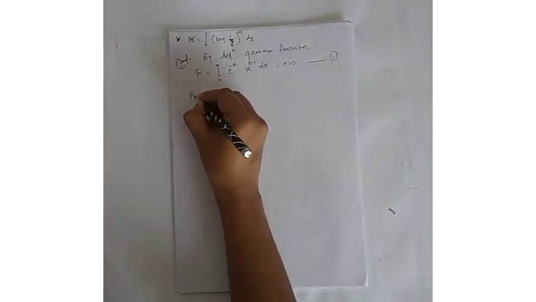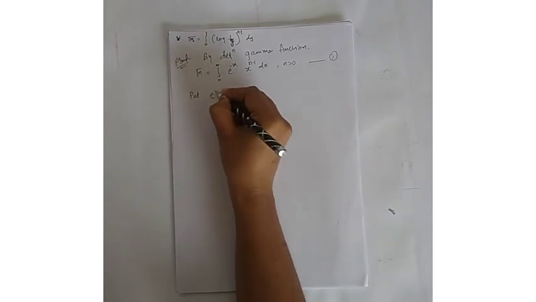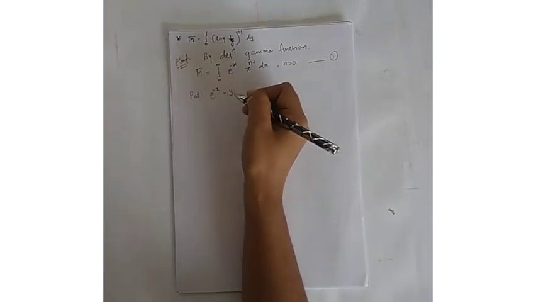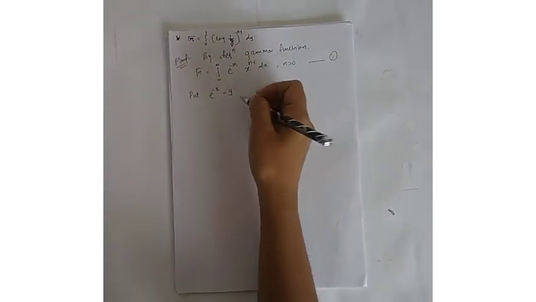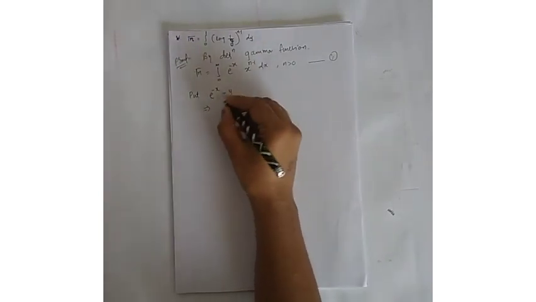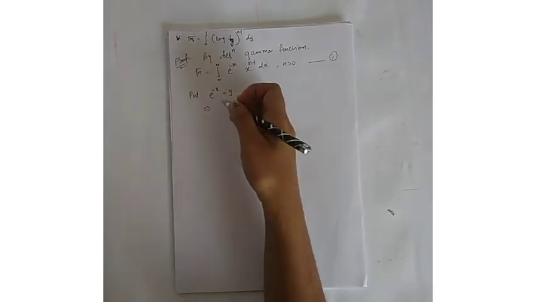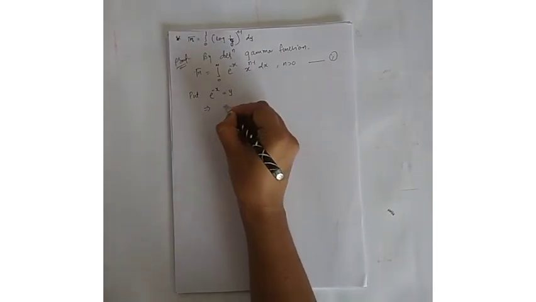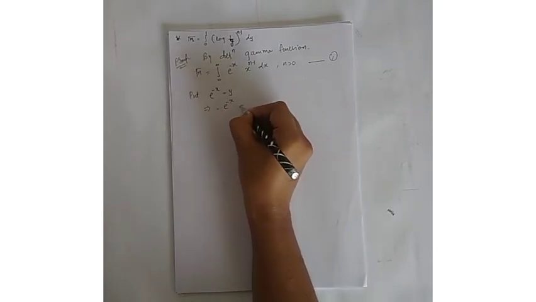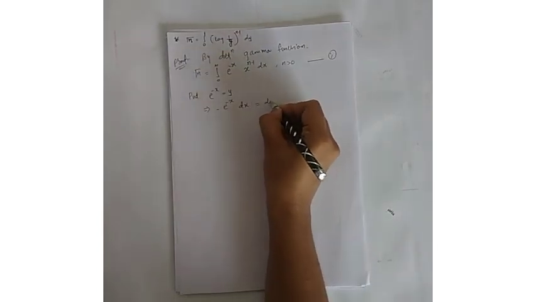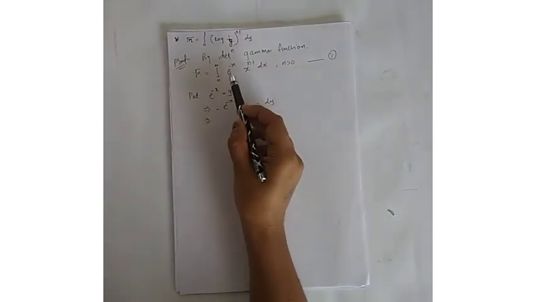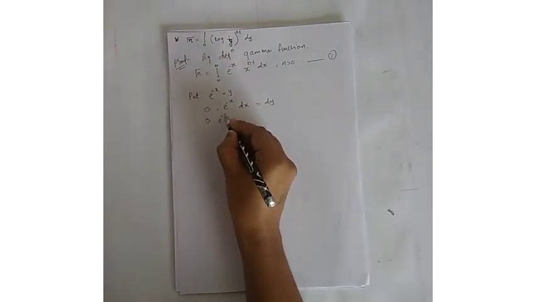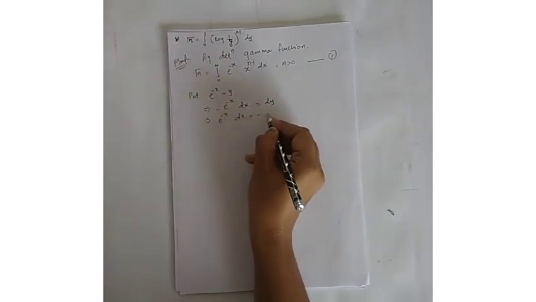So put e raised to minus x is equal to y. So differentiating this equation will give e raised to minus x, and the derivative of minus x is minus 1, into dx is equal to dy. The only term we need is e raised to minus x into dx. So e raised to minus x into dx is equal to minus dy.